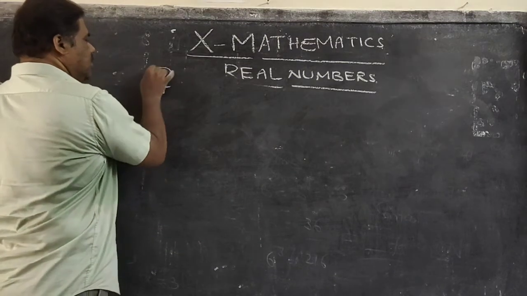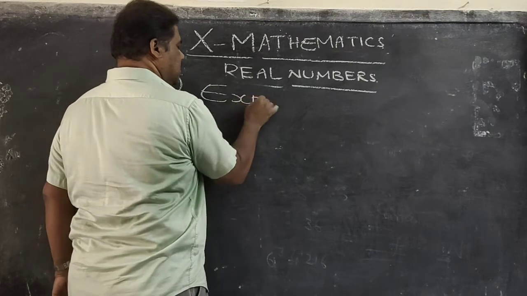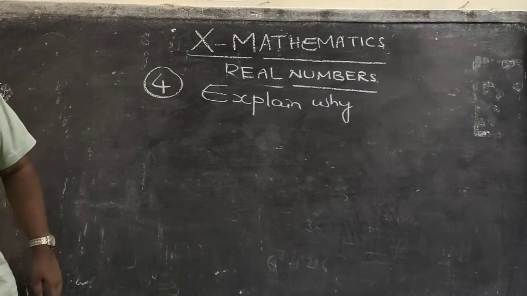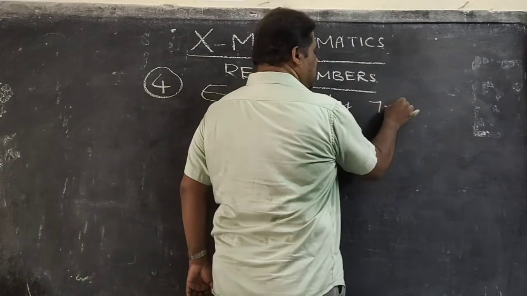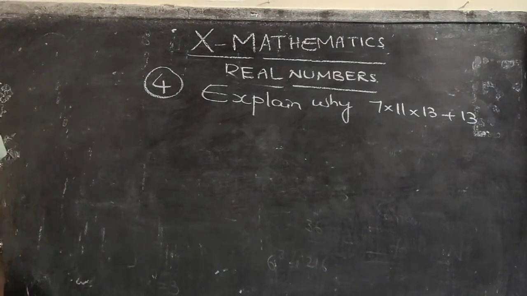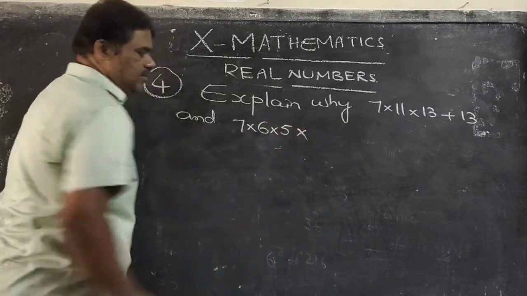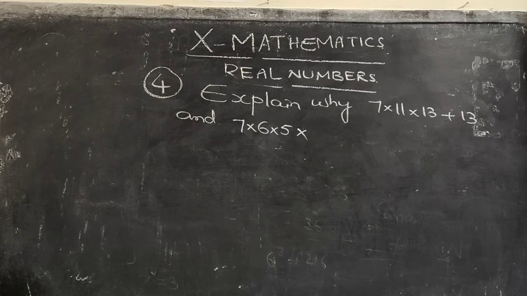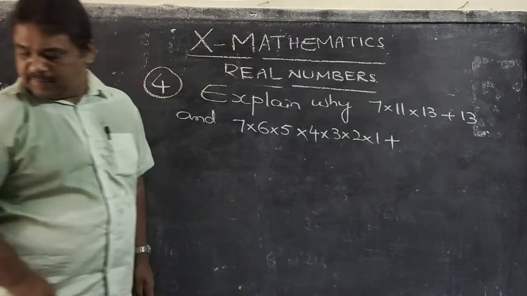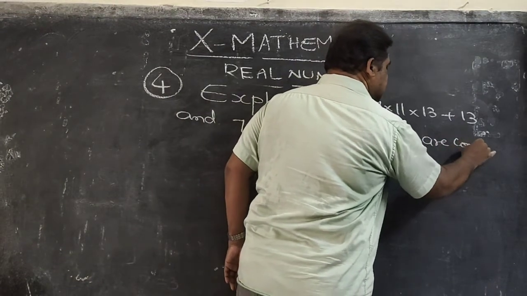Right, question number 4. Explain why 7 into 11 into 13 plus 13 and 7 into 6 into 5 into 4 into 3 into 2 into 1 plus 5 are composite numbers.